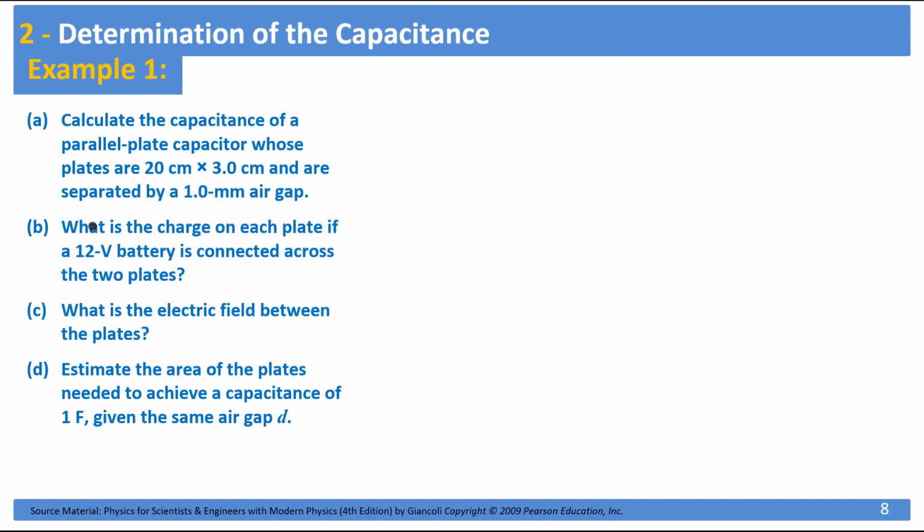In part D, the question was to figure out the area of the plates if we wanted to have a capacitance of 1 farad. So we are going to make use of the same equation for the parallel plate capacitor, where the capacitance is equal to epsilon 0 A over D. This is 1 farad. We know what epsilon 0 is. D is known. We are going to solve this equation for A. So let's just do that. A will be equal to C times D divided by epsilon 0.